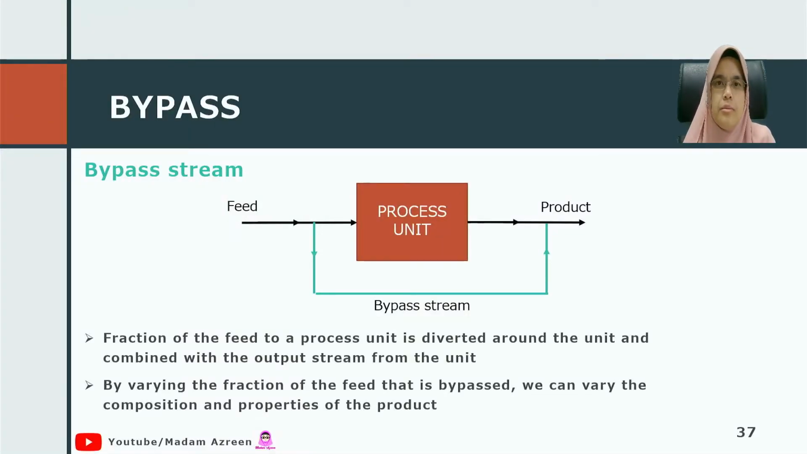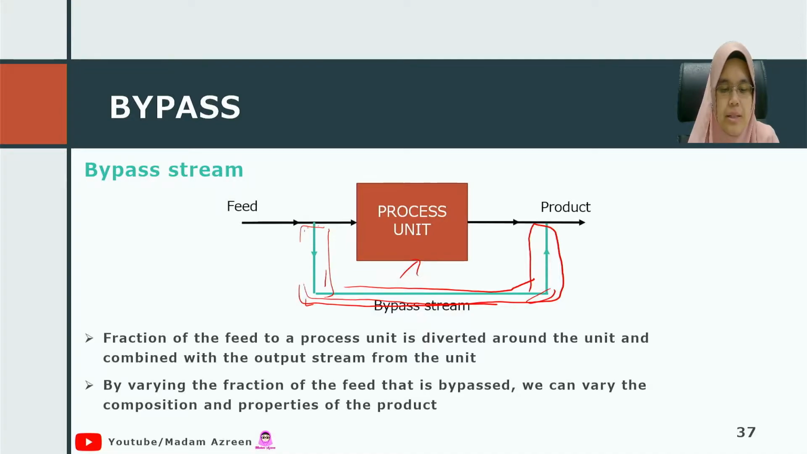Okay. The next thing to discuss is a bypass stream. As you can see in this slide, this stream is a bypass stream because it doesn't go to this unit process. It will bypass it. It's basically because we want to control the composition and the property of a product. And it's just a fraction, not all. Some will go into this unit and some will just bypass it.